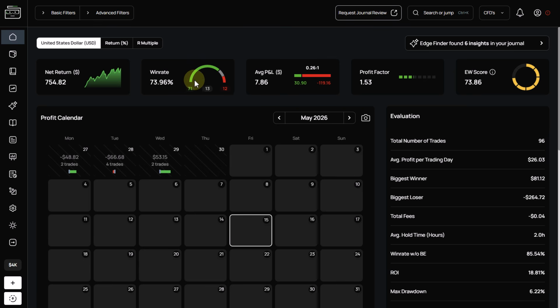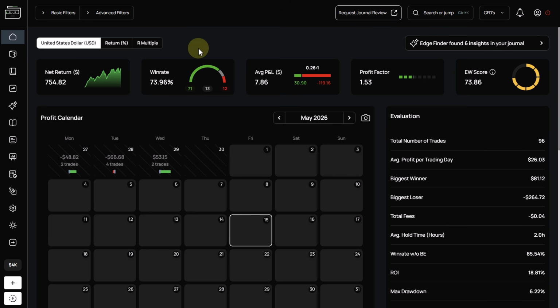So this is a trader with almost a 74% win rate, and he is profitable. He asked us to take a look at his data and help him analyze his trading journal. That's what we're going to do, and the findings are absolutely incredible and super interesting.